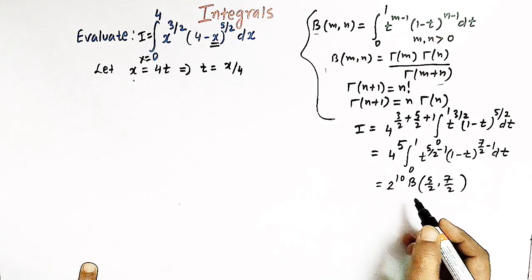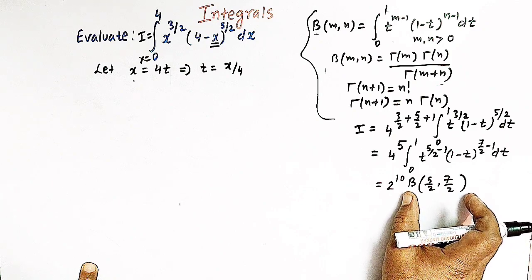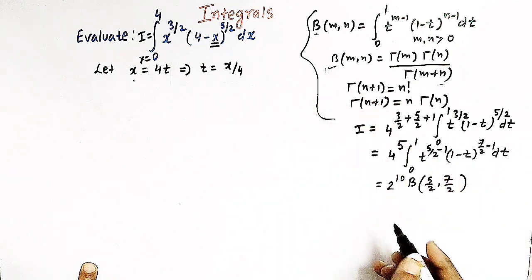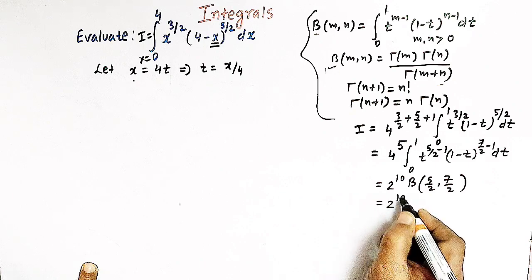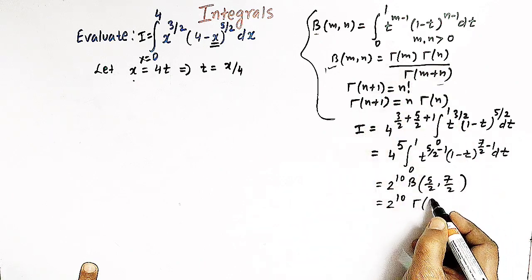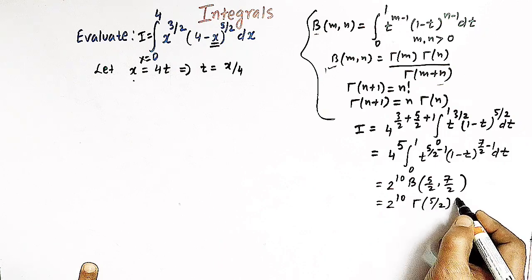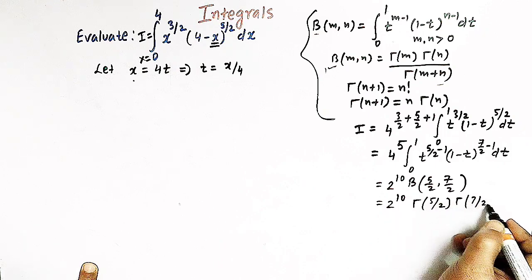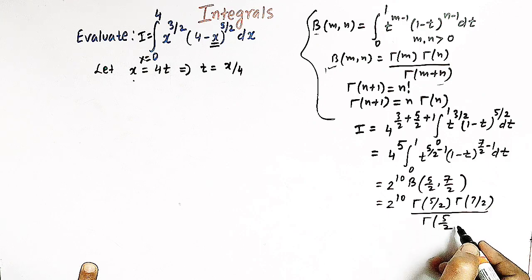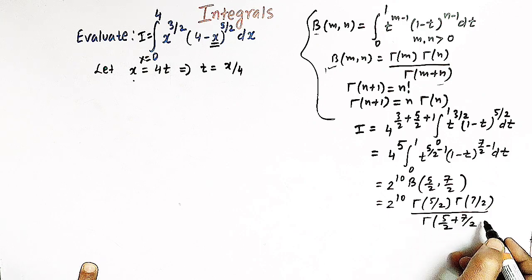So now to calculate the value of this beta function, we have to make use of this result. So we have 2 raised to 10, then we have gamma m. Gamma m is gamma 5 by 2. Then we have gamma 7 over 2 divided by gamma of 5 over 2 plus 7 over 2.